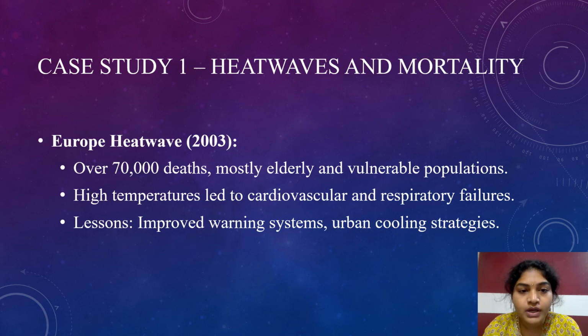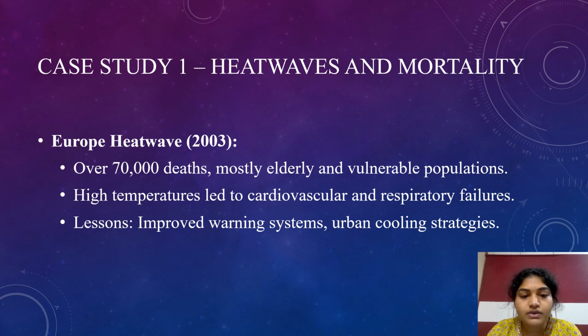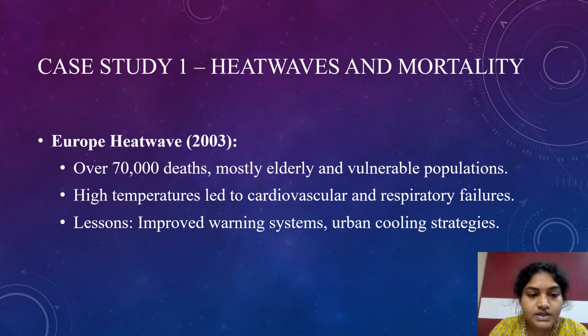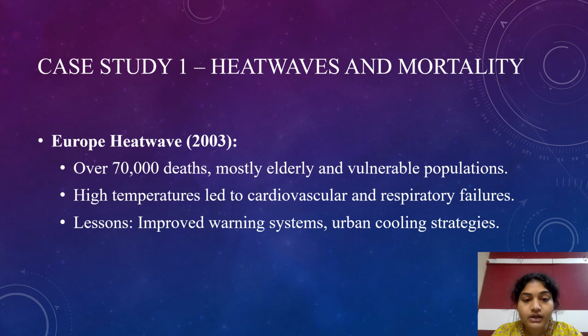Here is case study one. The case study one is dealing with heat waves and mortality. Europe heat wave 2003, over 70,000 deaths, mostly elderly and vulnerable populations. This is because of the high temperatures which led to cardiovascular and respiratory failures. The lesson learned is improving warning systems and urban cooling strategies. If we had the warning systems or urban cooling strategies, then we could have saved 70,000 people from death. Nowadays, it has been improved, but as pollution is on another level from that time to now, we must also improve our warning systems and urban cooling strategies.